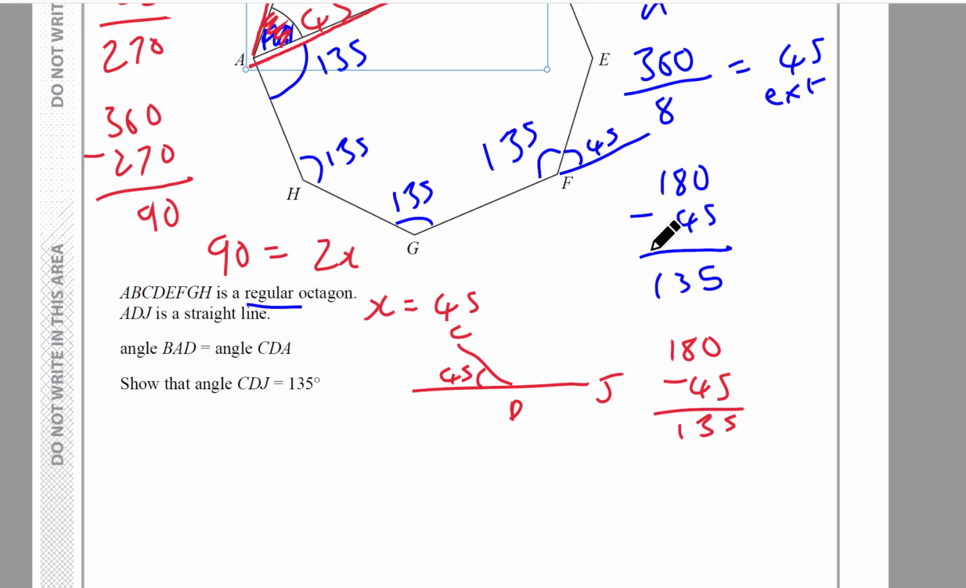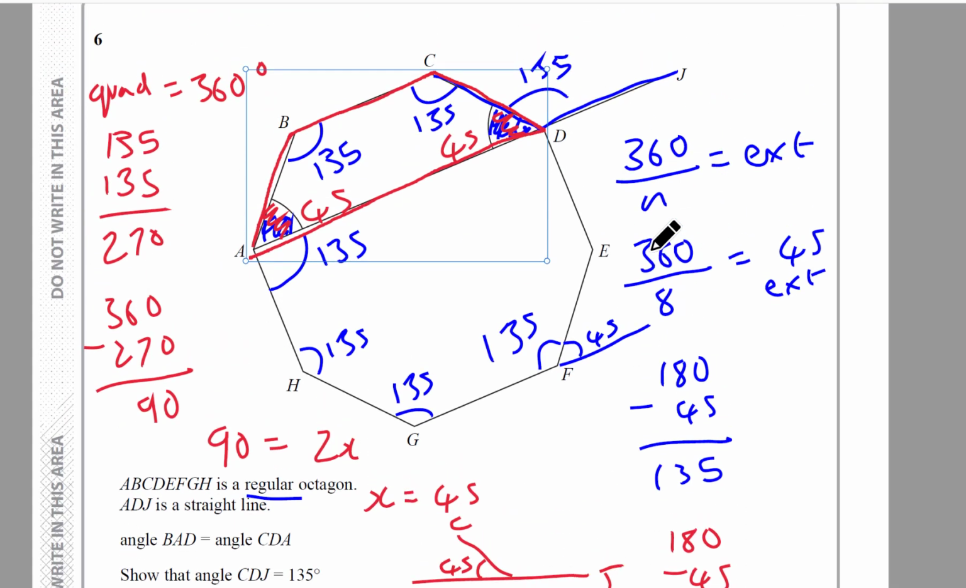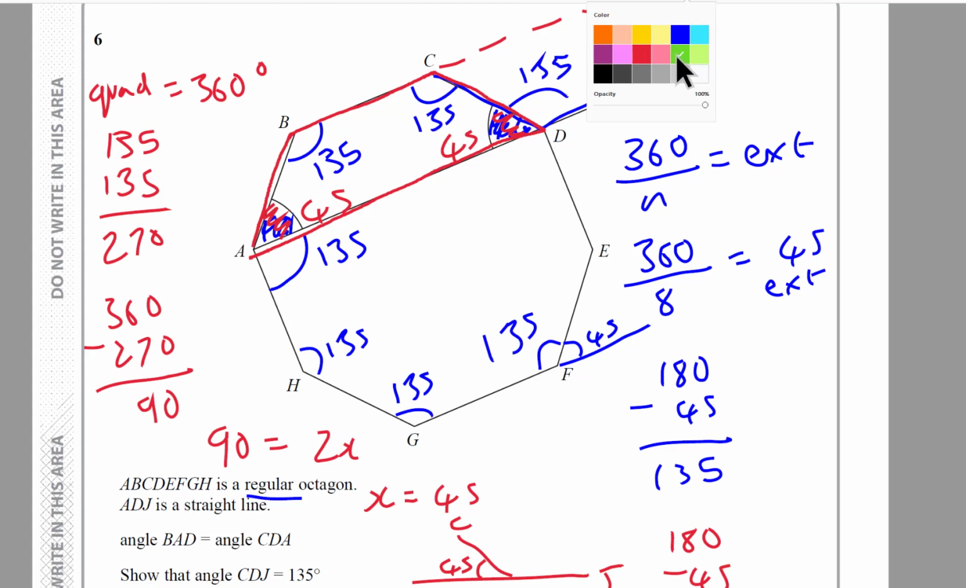Now you could also use angles on the parallel line, and then you can see that we have an alternate angle here as well. But do give the reasons to back up your method, so you can get your full marks. And you can write that down.